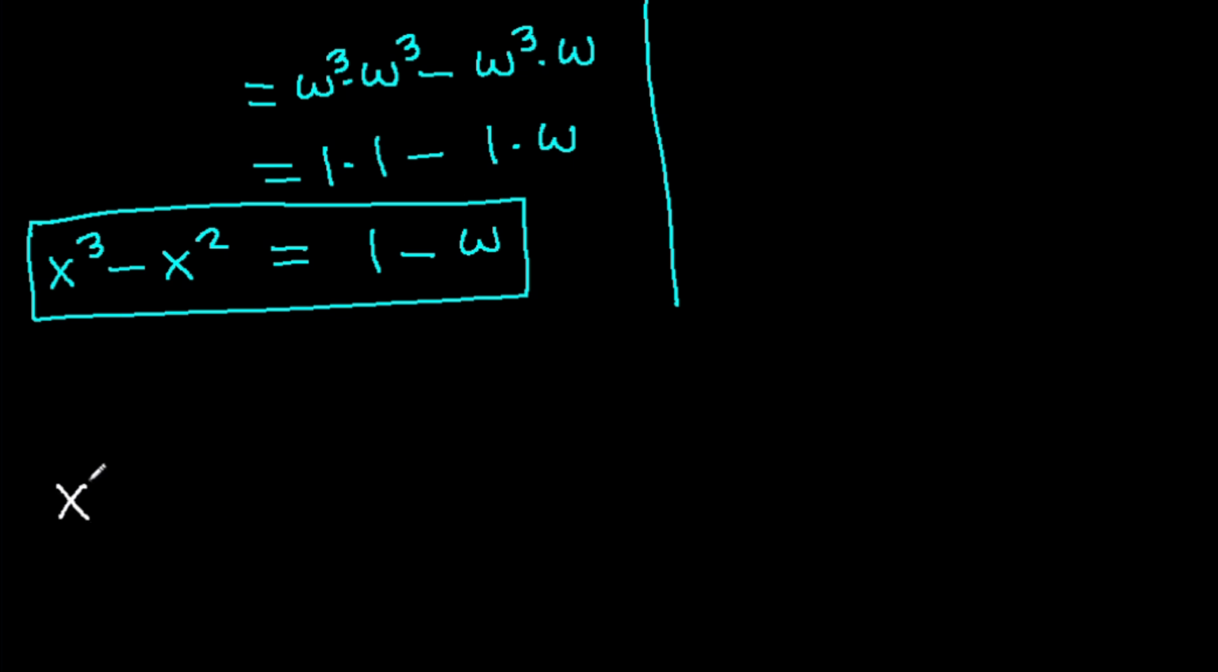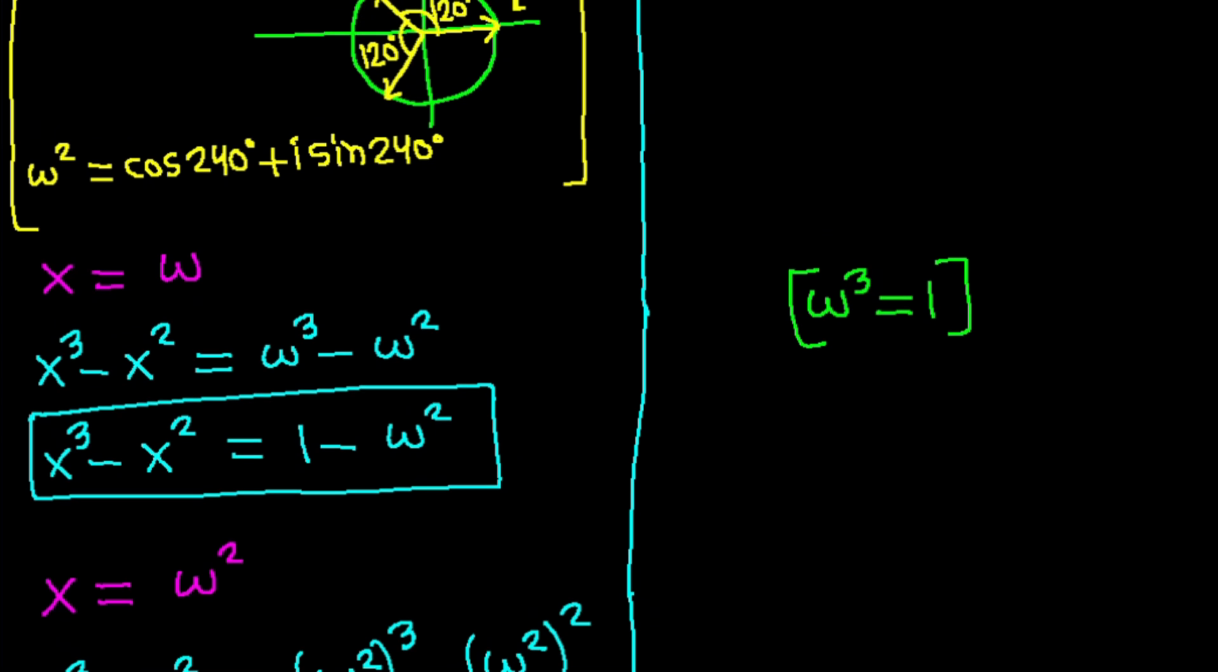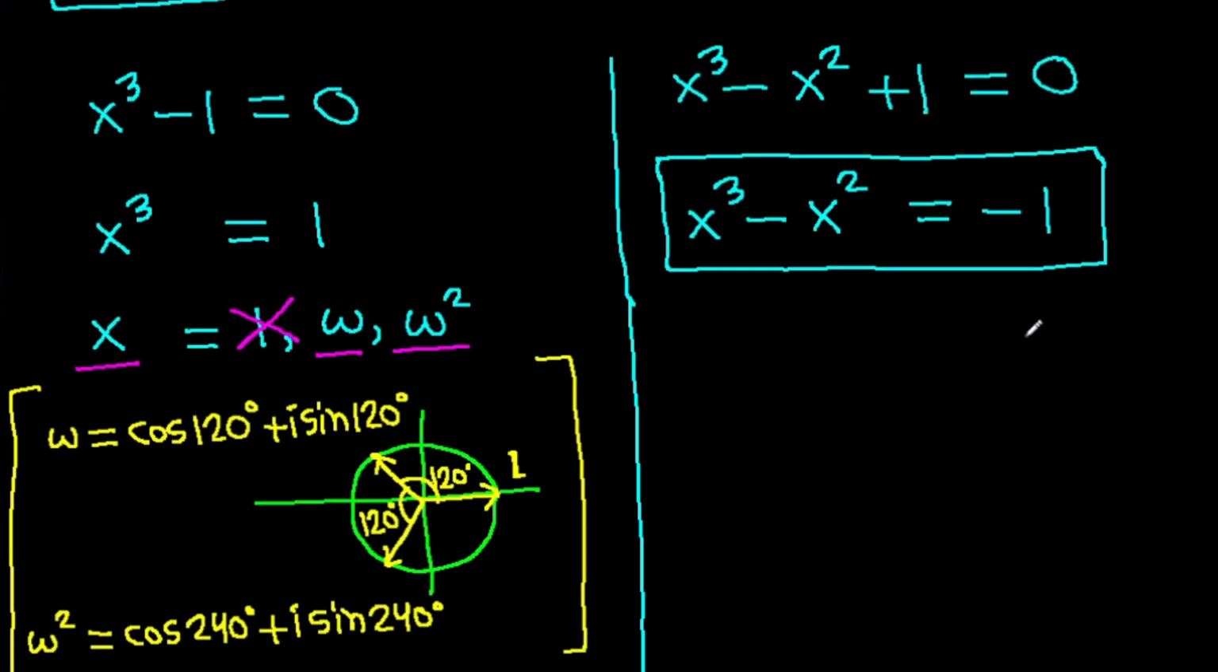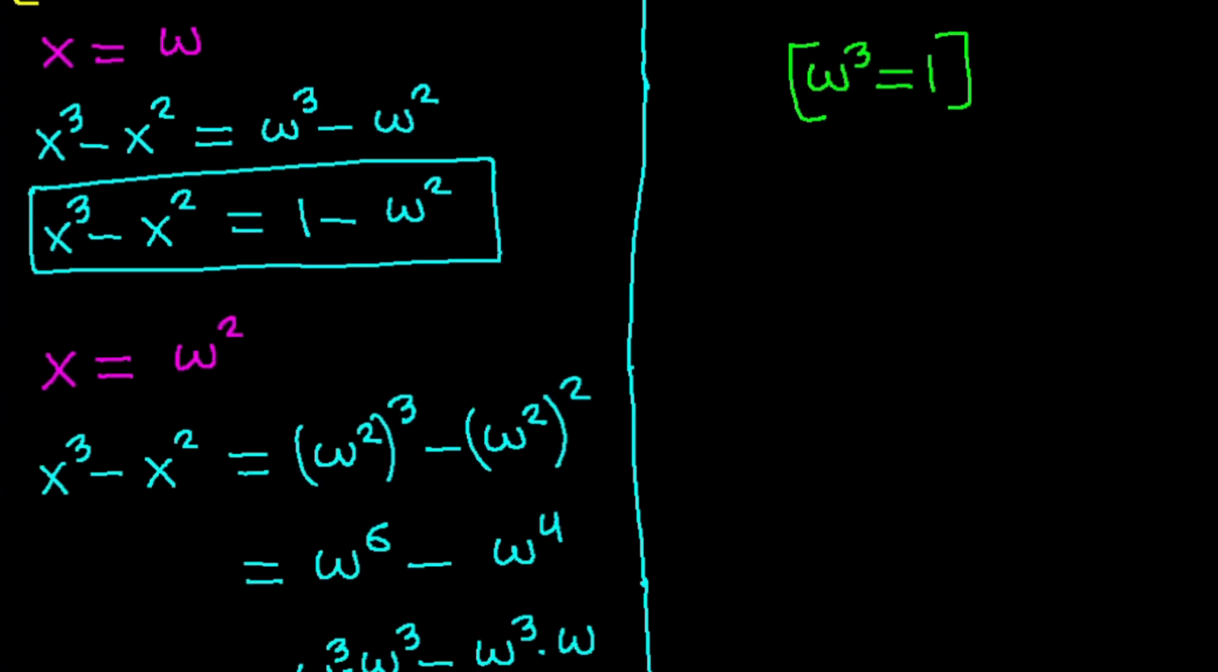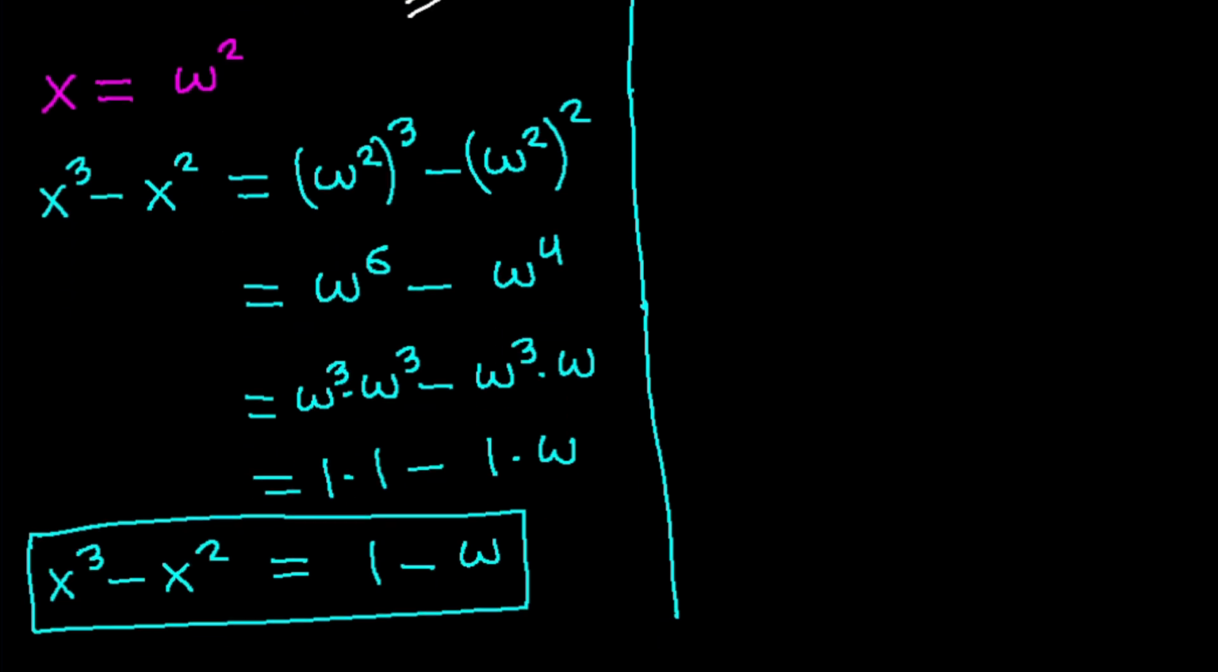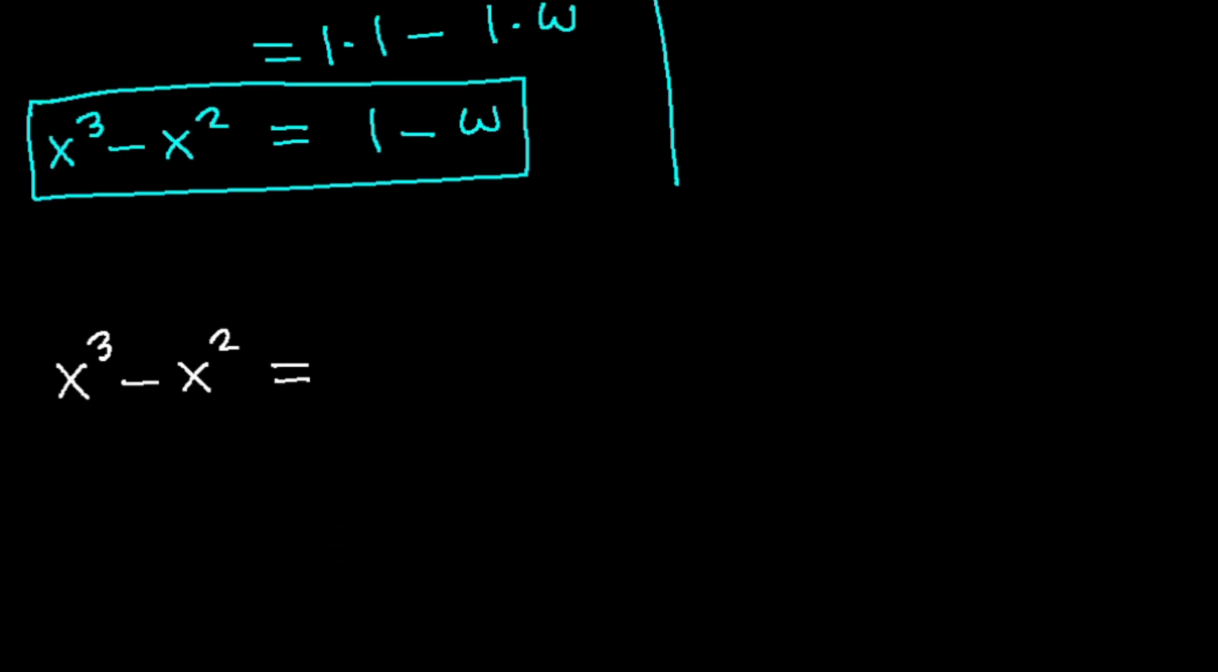So x cube minus x square is equal to minus 1 minus omega square and 1 minus omega. It is minus 1 minus omega square and 1 minus omega.